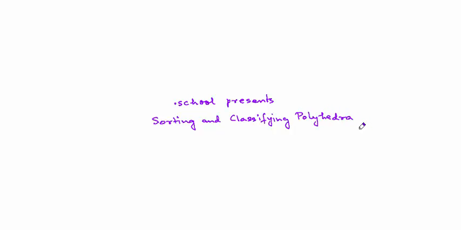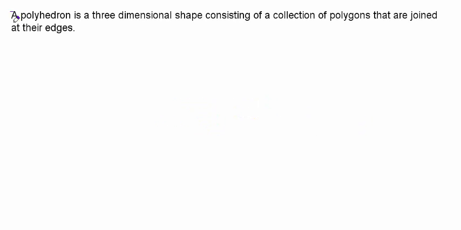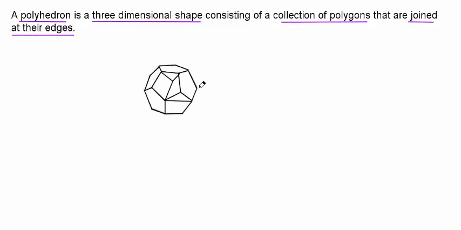That skill presents sorting and classifying polyhedra. A polyhedron is a three-dimensional shape consisting of a collection of polygons that are joined at their edges. And here's how it can look.